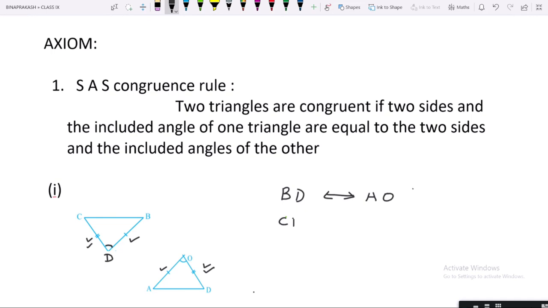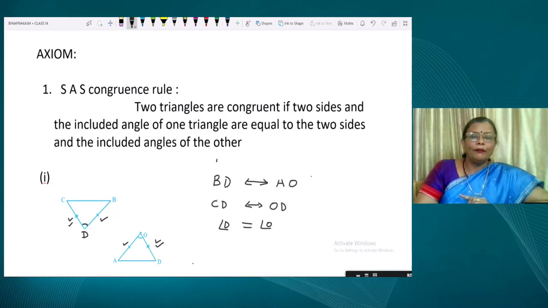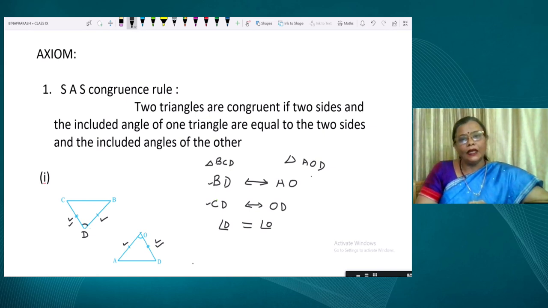Likewise, the side CD corresponds to side OD. That means they are equal. Also, the measure of angle D and the measure of angle O are equal. So in this triangle BCD, we find that two sides, these are the two sides, and the angle between them are equal to the sides of the triangle AOD. Which sides? AO, OD and angle O, the angle included between them. They are equal. Then we say that the two triangles are congruent.